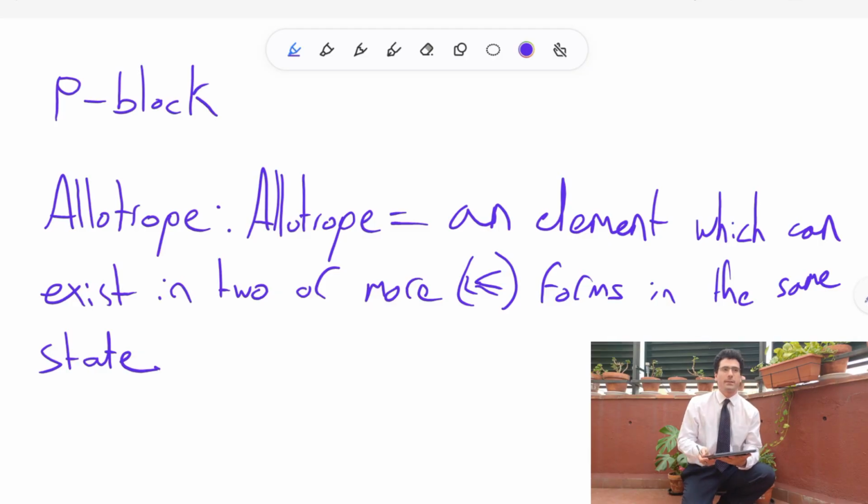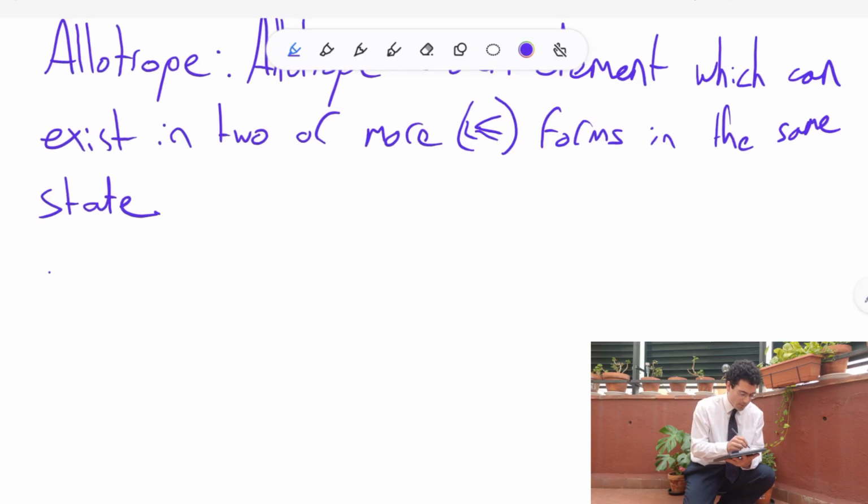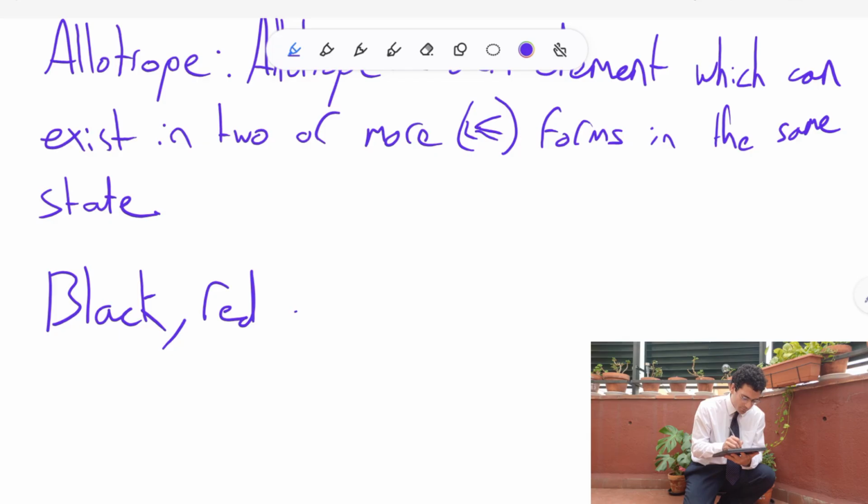This means that, for example, carbon has many allotropes. One would be graphite, one would be amorphous carbon. Well, phosphorus has also many allotropes. Black phosphorus, red phosphorus, white phosphorus.